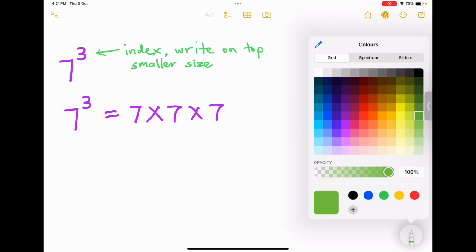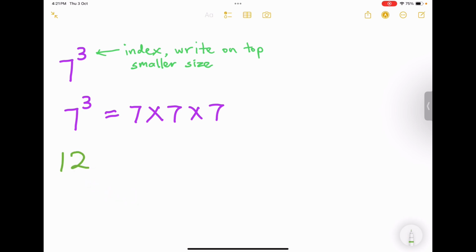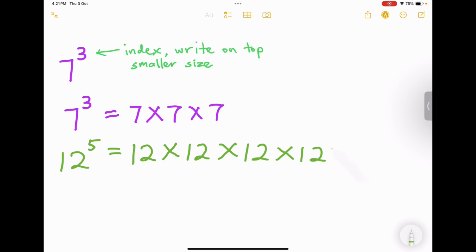Let us look at another example. 12 to the power 5. This means that 12 will appear 5 times. 1, 2, 3, 4, 5.